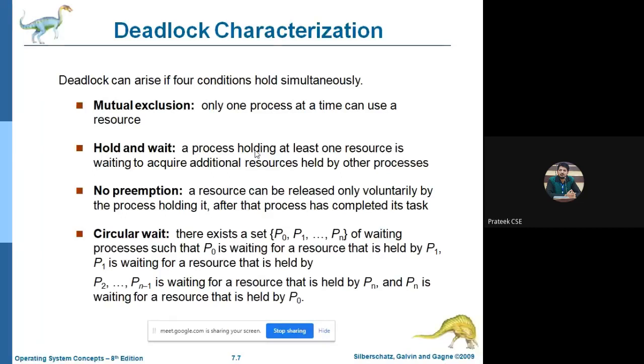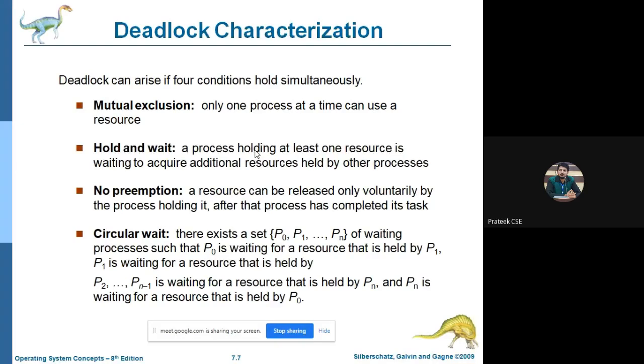So just let's try to understand what is mutual exclusion, hold and wait, no preemption and circular wait. So भाई ये चारों conditions एक साथ satisfy होनी चाहिए, तब हमारे system में deadlock आएगा. अगर इनमें से एक भी condition satisfy नहीं हो रही, then there will not be any deadlock in the system.